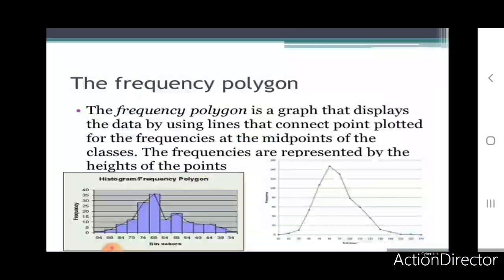Now the next one is a frequency polygon. A frequency polygon is a graphical display of a frequency table. The frequency polygon is a graph that displays the data by using lines that connect a point plotted for the frequencies at the midpoint of the classes. The frequencies are represented by the heights of the points. So, this is the meaning of frequency polygon.